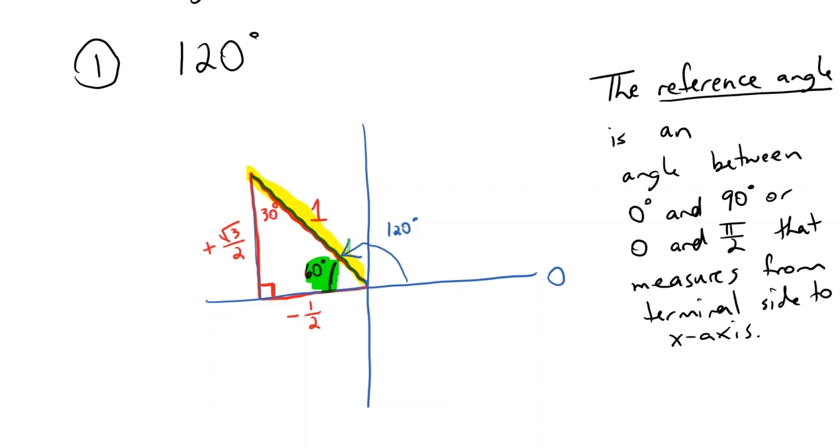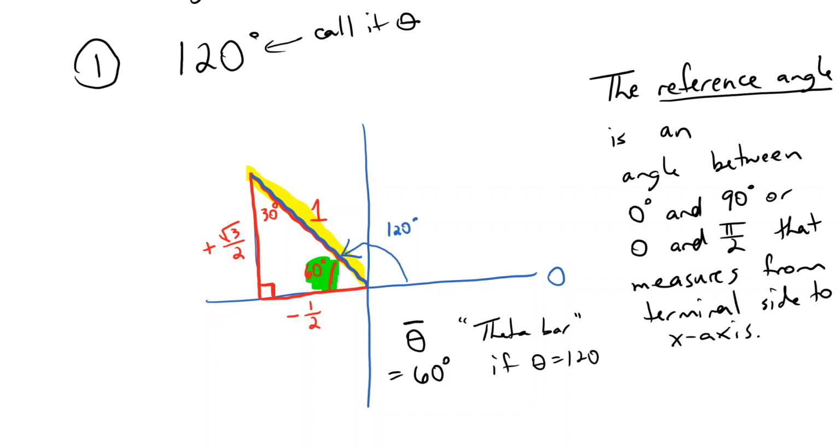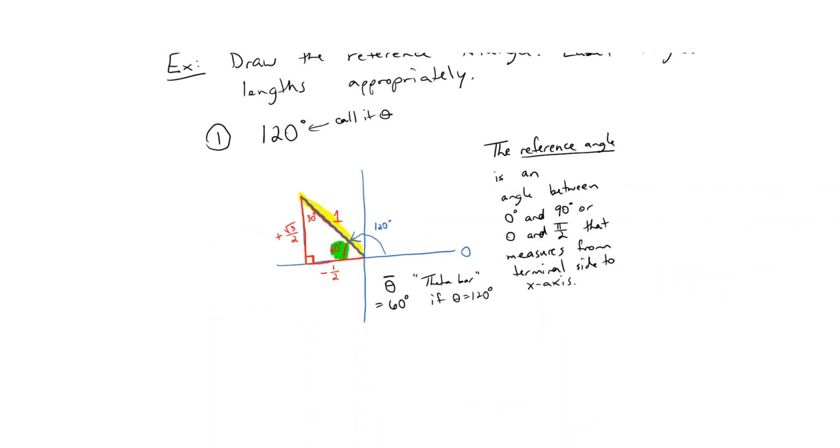So in this case, our terminal side, or our hypotenuse, is here, so our reference angle is 60 degrees. So one way that we do this is, if we call this theta, then the reference angle, we will put our theta, the same thing, with a bar over the top. It's called theta bar. Let's write that out. Theta bar. The reference angle in this case is 60 degrees. So theta bar equals 60 degrees if theta equals 120 degrees. Okay?